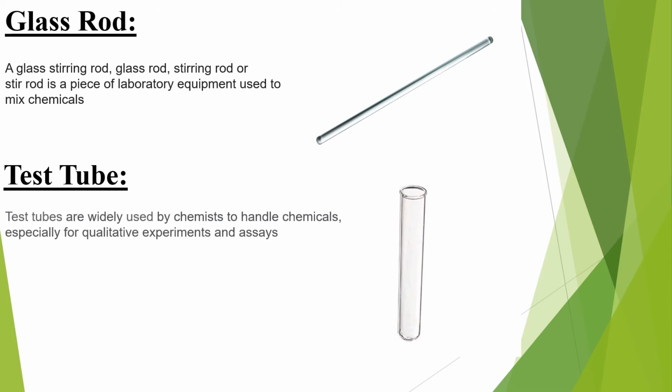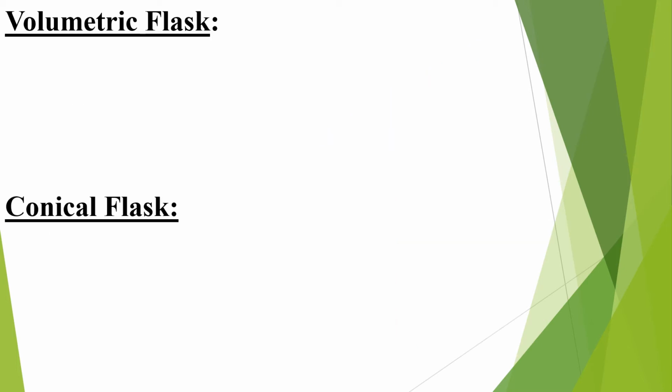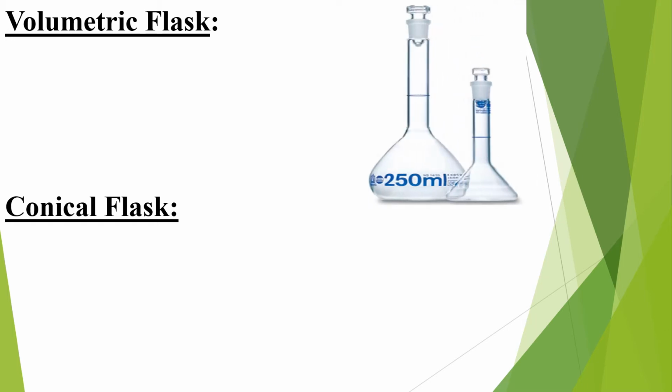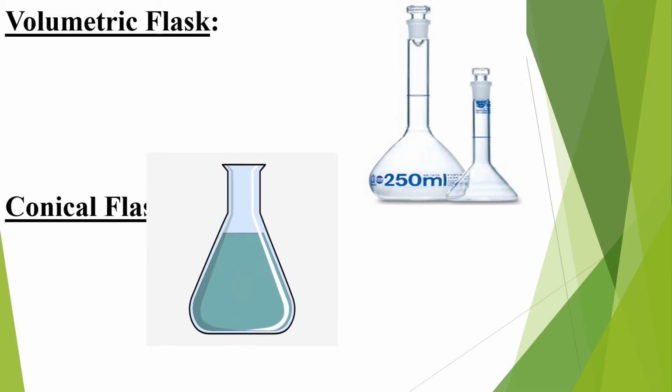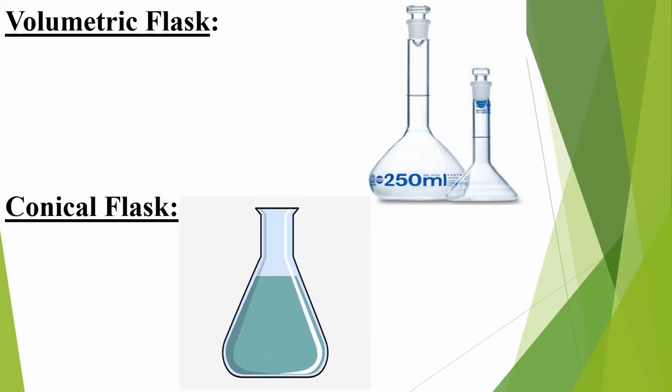Test tubes are widely used by chemists to handle chemicals, especially for qualitative experiments and assays. Next, volumetric flask. This is volumetric flask and this is conical flask.